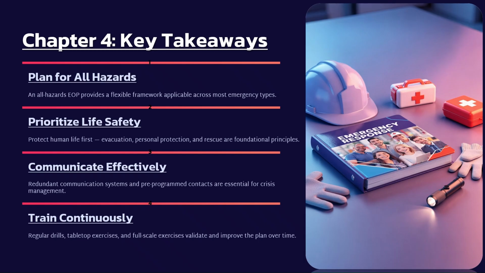First, organizations should plan for all hazards. An all-hazards emergency framework allows organizations to respond effectively to a wide range of emergencies. Second, the protection of human life must always be the top priority. Evacuation procedures, personal protection, and rescue operations should guide all emergency response decisions. Third, effective communication is critical during emergencies. Reliable notification systems and clearly identified emergency contacts help ensure quick coordination and response.